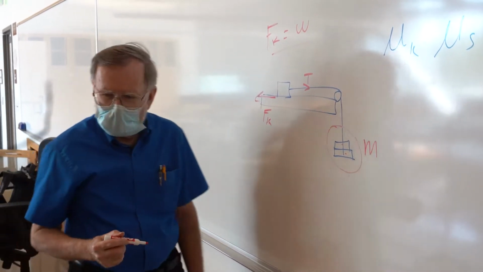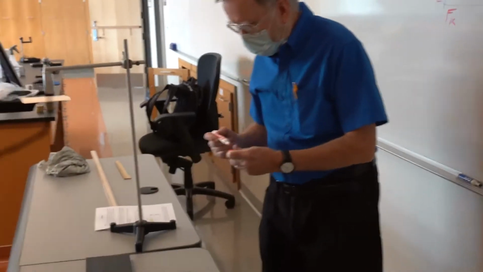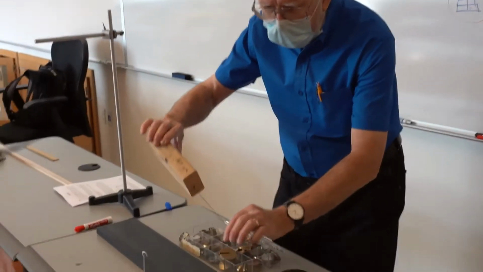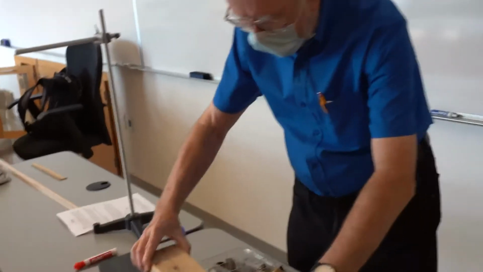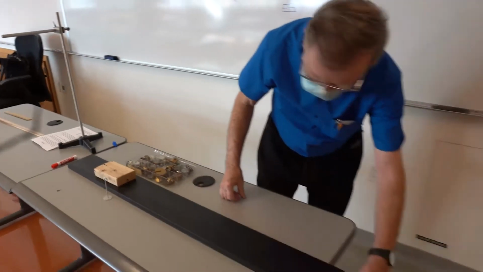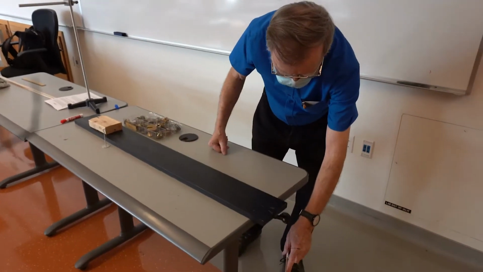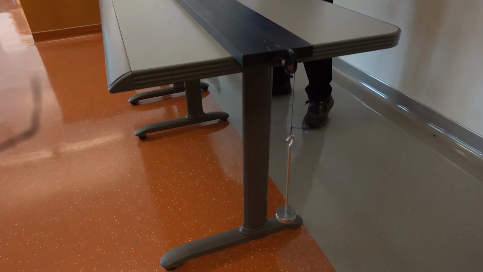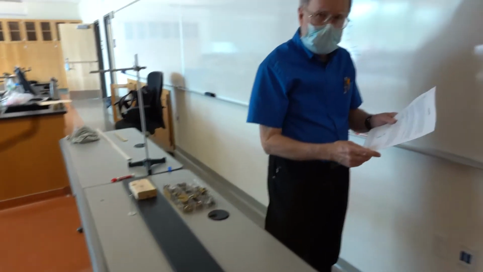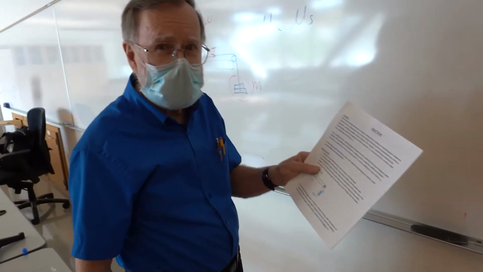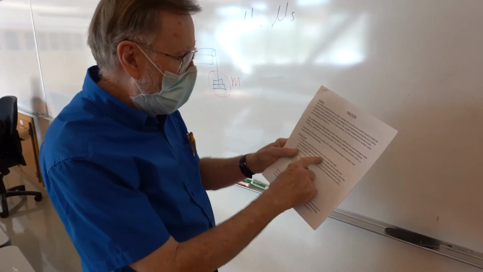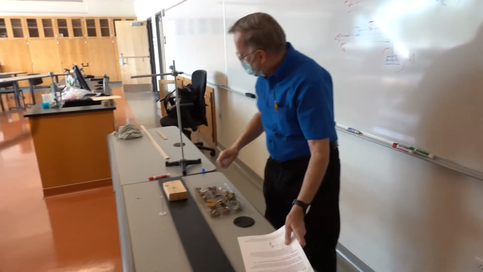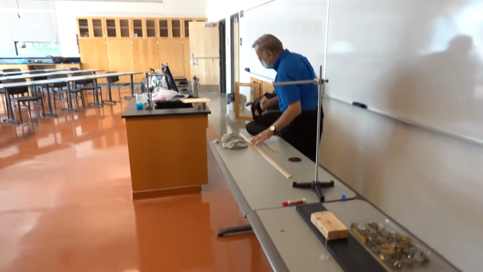Okay, so the setup looks like this. We've got a block of wood attached to a string, passing over a pulley from which a 50-gram mass hanger is attached. Now let's just take a look at the procedure here and follow the procedure just like you would if you were in the lab. It says weigh the wood block and record its mass on the data page. So I'm just going to grab the balance, bring it over here.